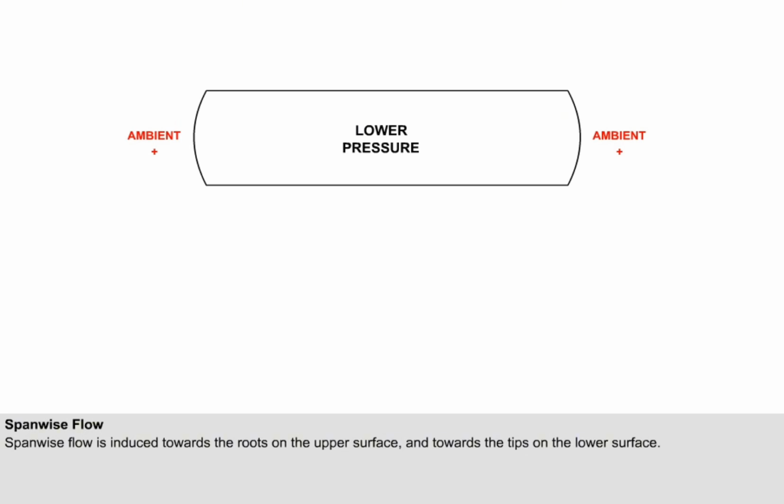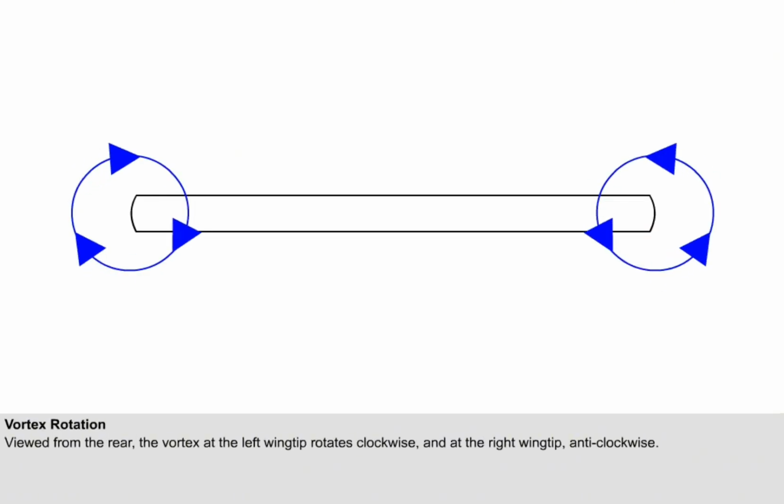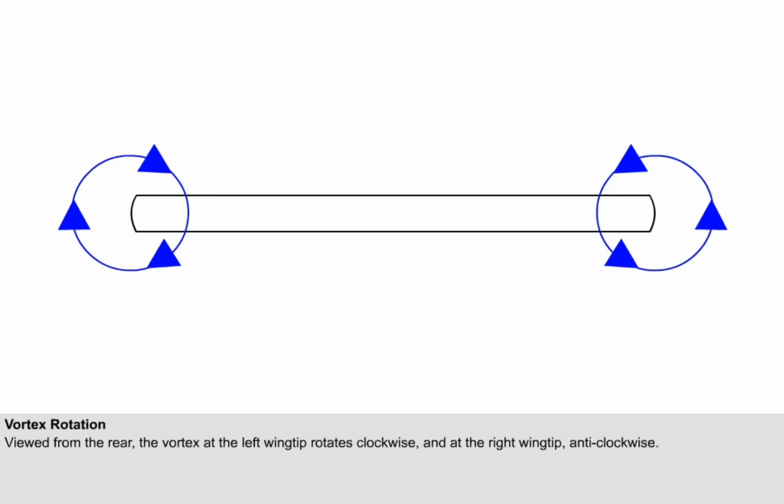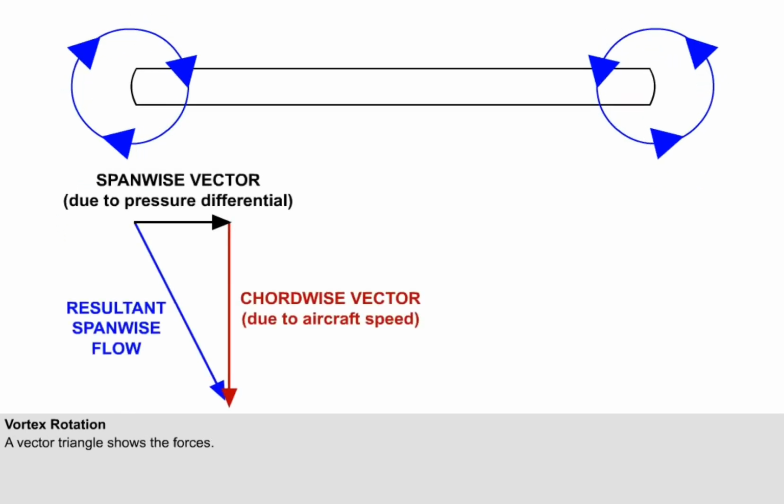The trailing edge and wingtips are where the airflows interact. The crossover of the inward flow on the upper surface and the outward flow on the lower surface at the tips and trailing edge form vortices, particularly at the tips, where air can spill around them to the low-pressure area on top. By convention, the wing is viewed from the rear, so the vortex at the left wingtip rotates clockwise, and at the right wingtip anti-clockwise. The arrangement of the forces can be seen with the vector triangle.